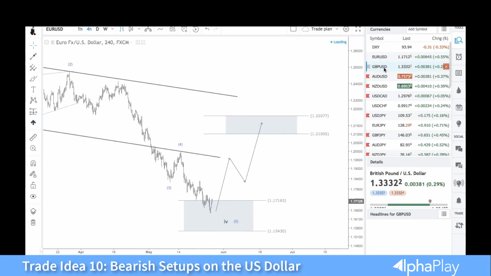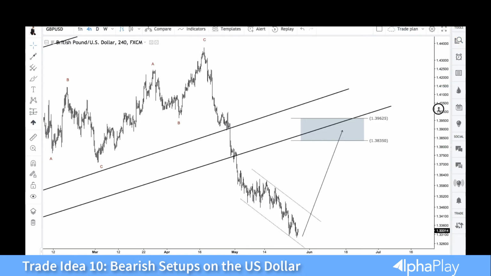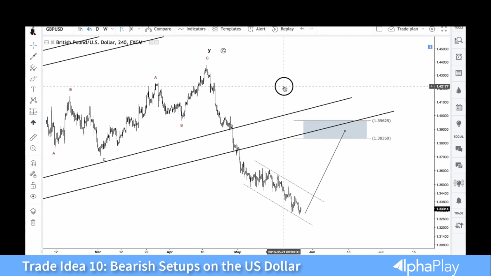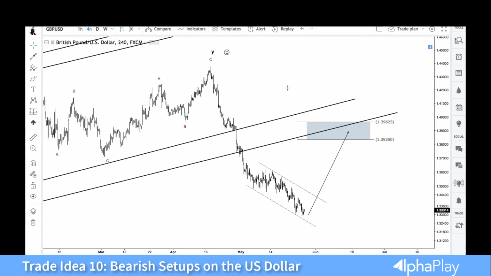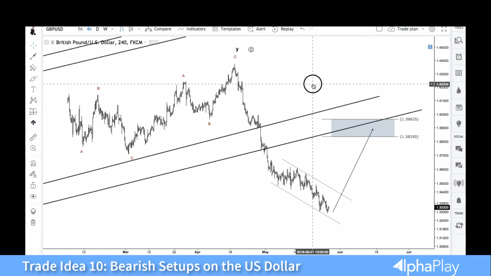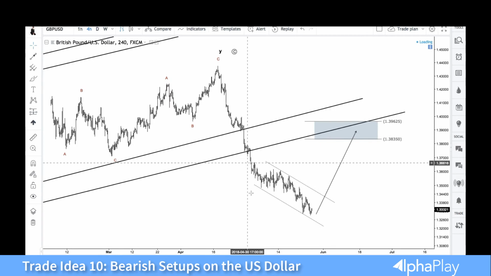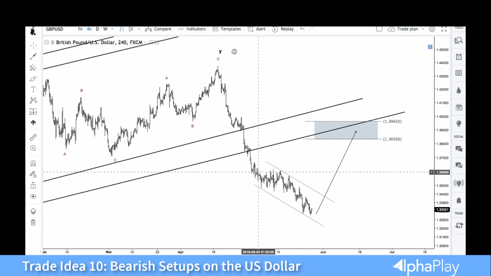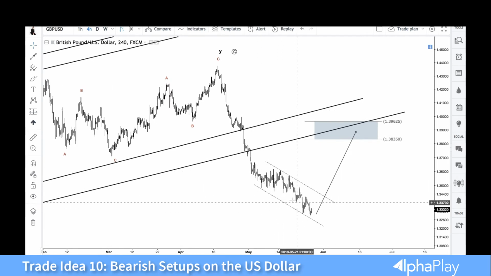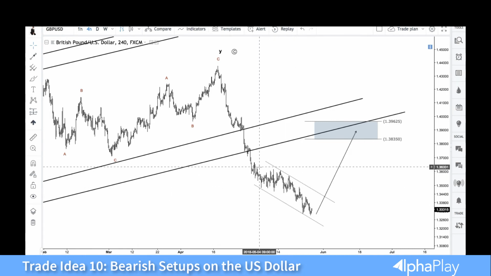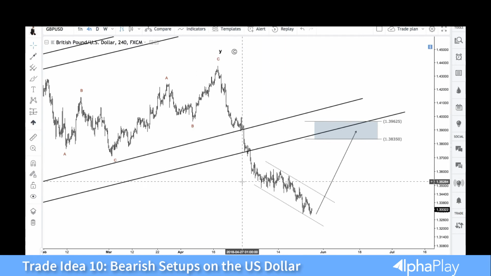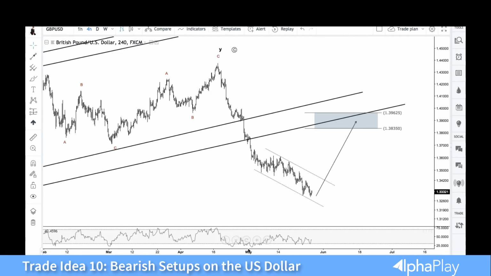Another setup that I'll be looking out for would be the pound dollar. Pound dollar is very similar, it's just that the price development is very different. Here, what I'm seeing is that price is moving lower, but in a very corrective manner. We call this a crawl pattern, simply describing how price is moving lower. It's losing its momentum, and at the same time you can see a divergence on the RSI as well.